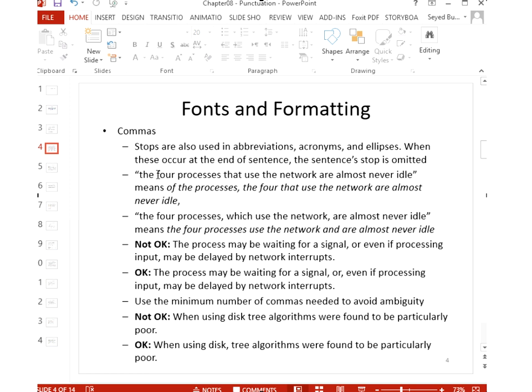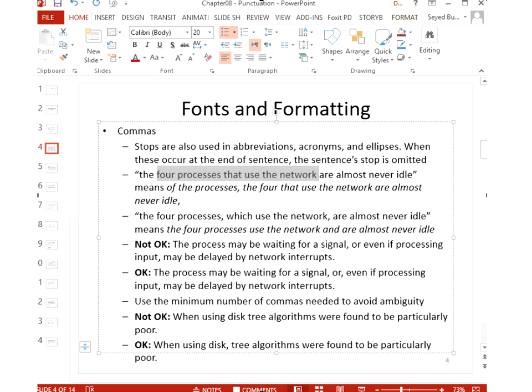In the first case, the 4 processes that use the network clearly means of the processes, the 4 that use the network. So there are many processes, and out of them, the 4 that use the network are almost never idle. The second case, the 4 processes, which use the network, means the 4 processes use the network. So there are 4 processes, and they use the network.